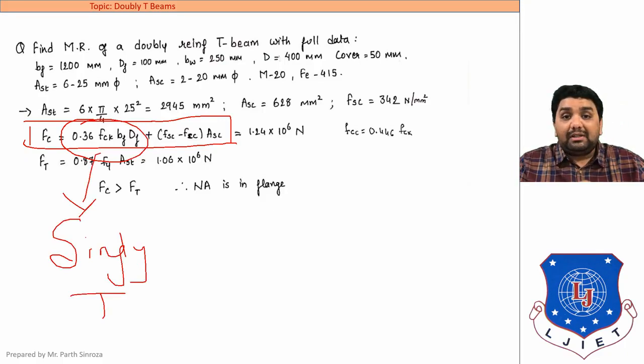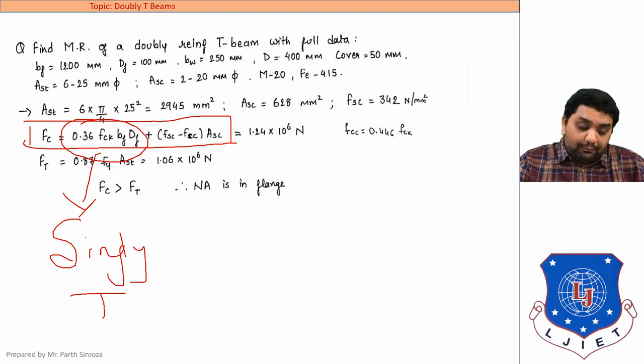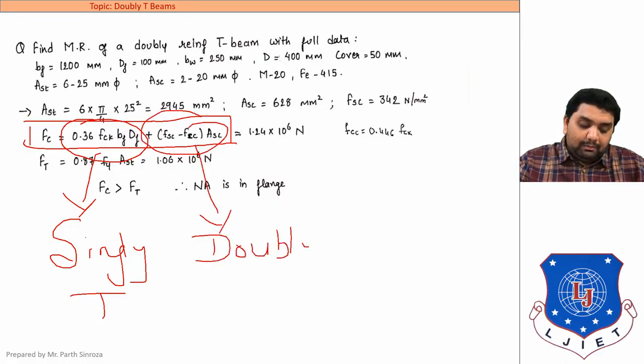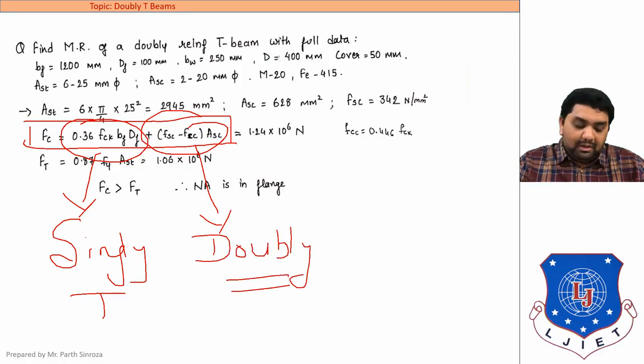T-beam that we have discussed in the previous lecture, that for singly T-beam FC will be 0.36 FCK BF DF, but as it is a doubly portion, the amount of steel is added to the compression zone. The first portion was due to concrete that we have seen, but the second portion will be the amount of steel added to the compression zone, and for that we will be just adding FSC minus FCC into ASC. So this is due to the doubly portion that is being given, so it is easy to remember. We always remember it as 0.36 FCK BF DF for singly T-beam.